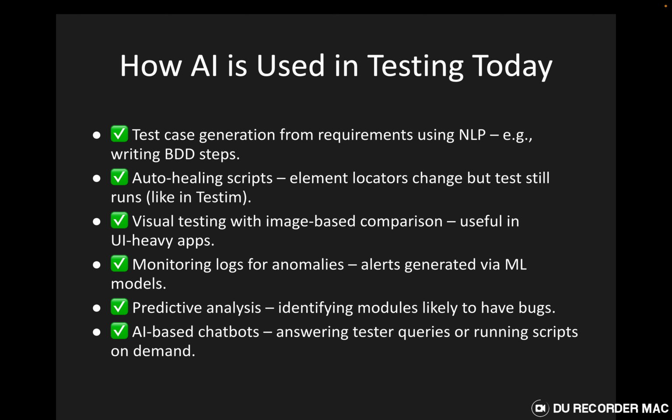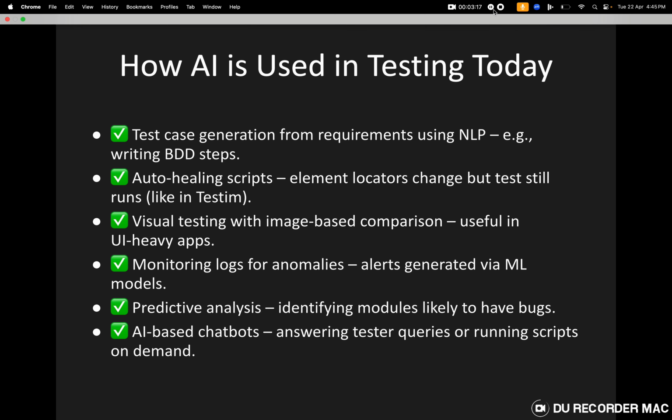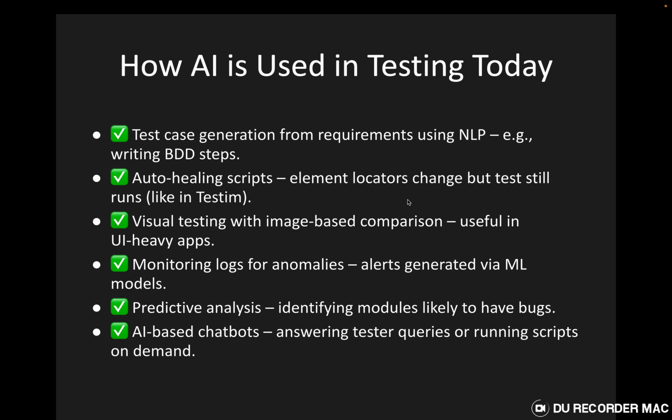This one is visual testing. This is not only AI. If you see LambdaTest, it has Smart UI. If you take BrowserStack, it has Visionary. So what does this mean? It does visual testing, pixel by pixel. Take an example: there are two environments, production and development.